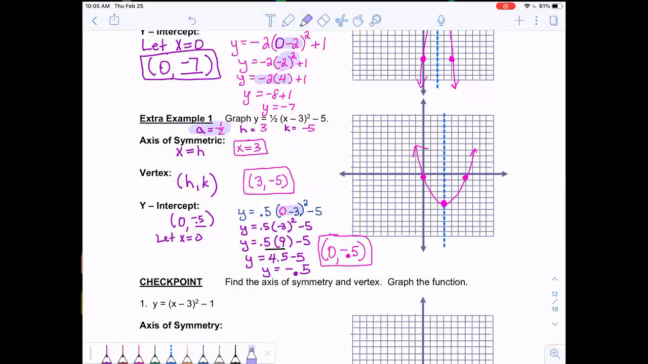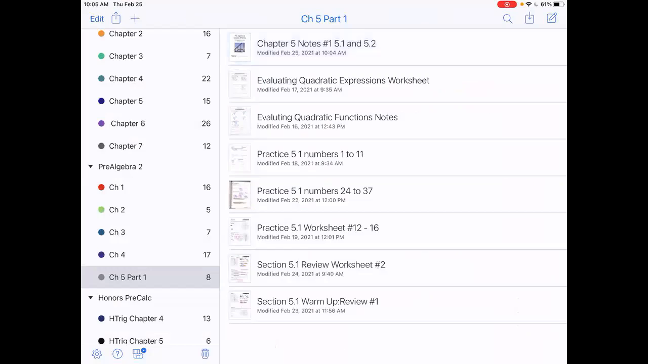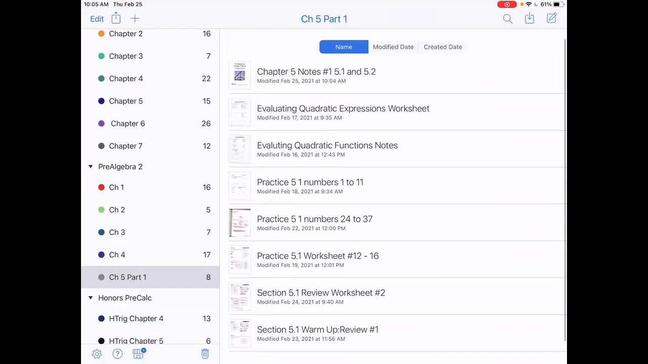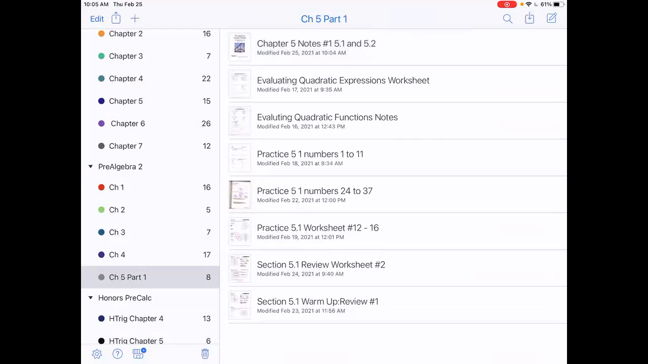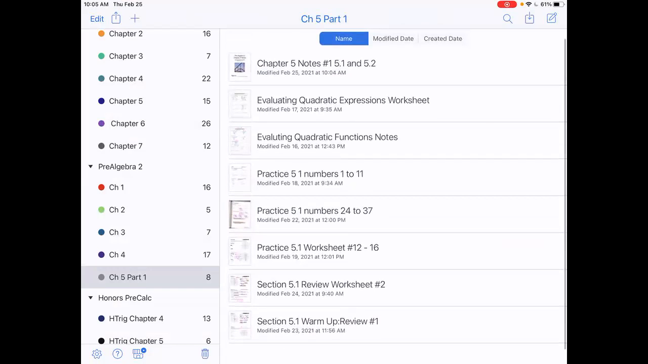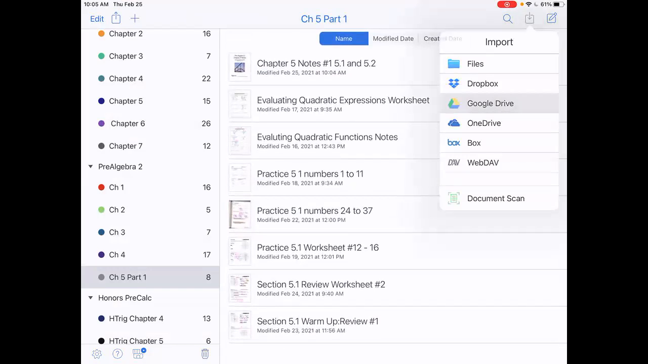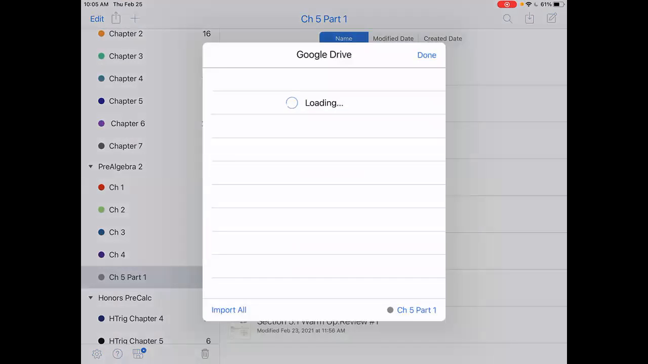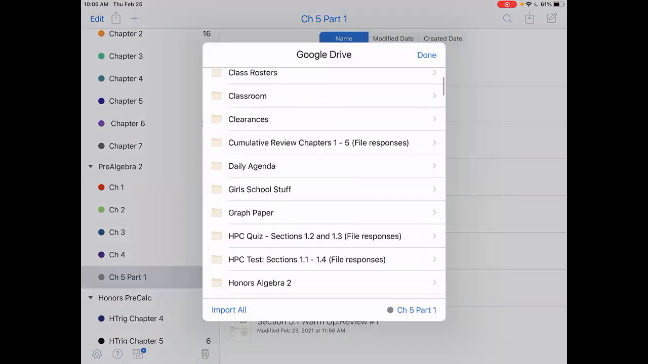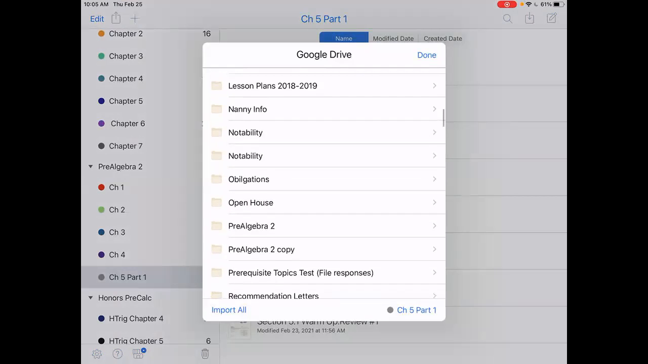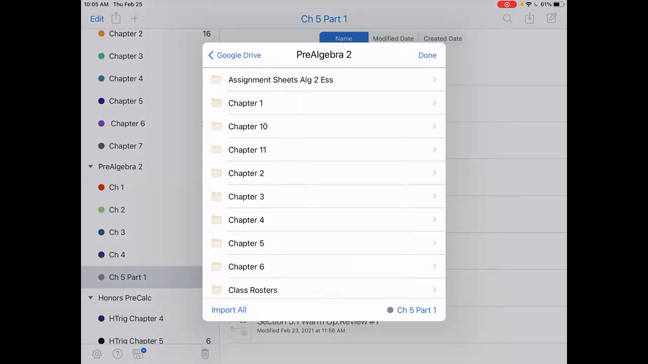All right, so in Google Classroom, pull up that worksheet. Oh, I don't have it in my Google Classroom. That's why I can't find it. It's not in my Notability. Slipping, Mr. King.